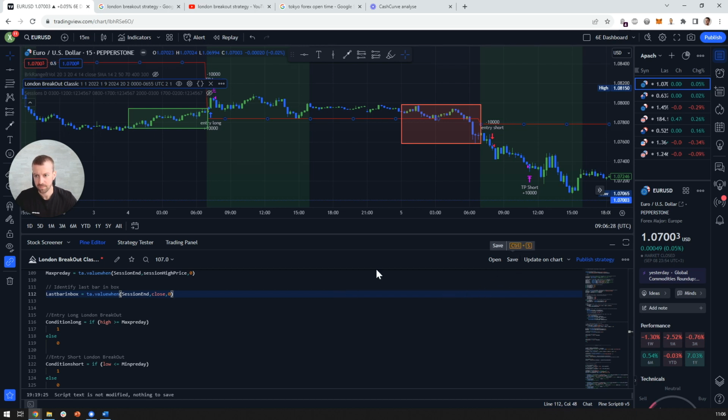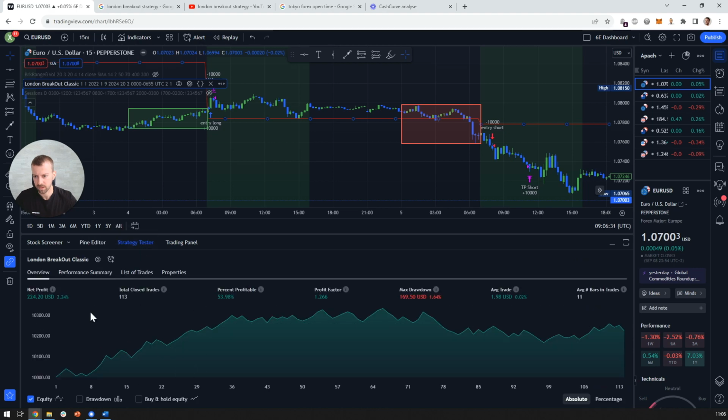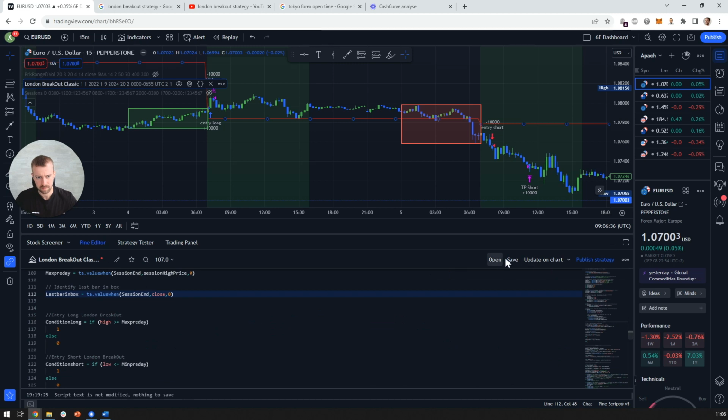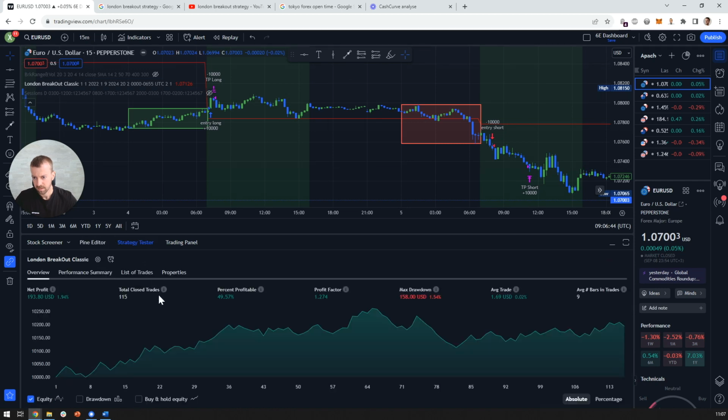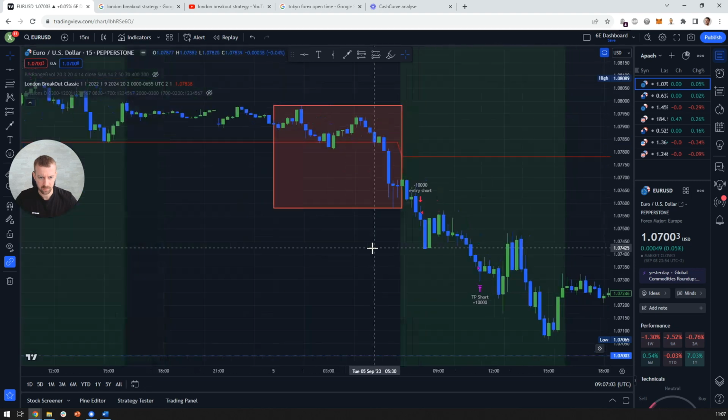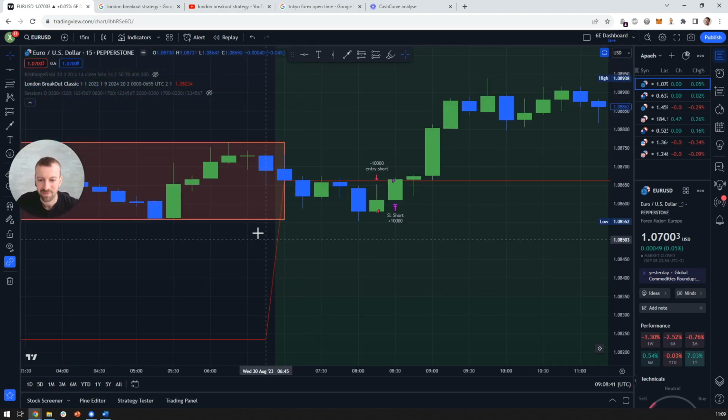So let's save this. But first of all, let's take a look at the strategy again. As you can see, this is how it looks now. We're going to save this. And it's saved. And the strategy changed a little bit. So there's less net profit, more trades, a lower success rate, and a little bit higher profit factor. So let's take a look if it actually works. So that's actually a pretty good example.